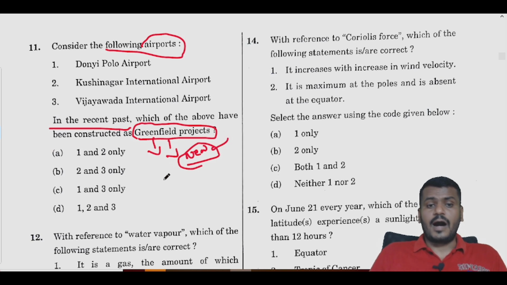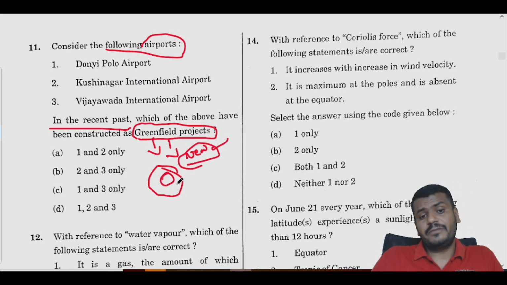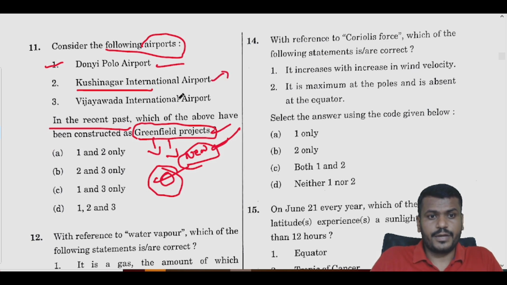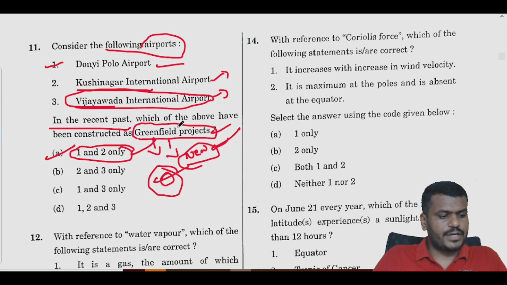What do you mean by brownfield airport? Already something is there, some building or some compound is constructed. In that area, if they start something, that is called brownfield. But if nothing is there and they start a new project, that is called greenfield. If you don't know this meaning, then you cannot make this out, guys. So Donyi Polo Airport, definitely it's a greenfield airport. And Kushinagar International Airport is also a greenfield airport. Vijayawada International Airport is not a greenfield airport, this is a brownfield airport. So 1 and 2 are the only correct ones, guys. These are all in the news for the last 1 year, so you can definitely make it out.